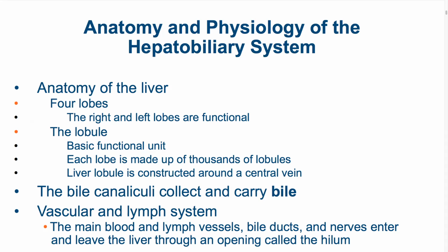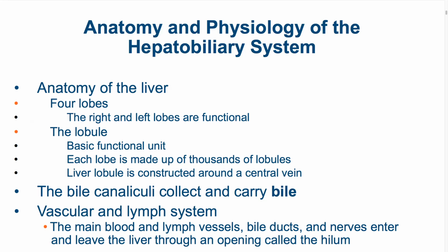There are 4 anatomical lobes of the liver: the right lobe, the largest, quadrate lobe, caudate lobe, and the left lobe. The right lobe receives blood from the right hepatic artery, and the left lobe receives blood from the left hepatic and middle hepatic arteries. The basic functional unit of the liver is its lobules. Each lobe is made up of thousands of lobules.